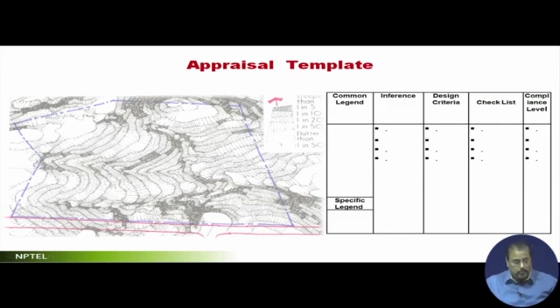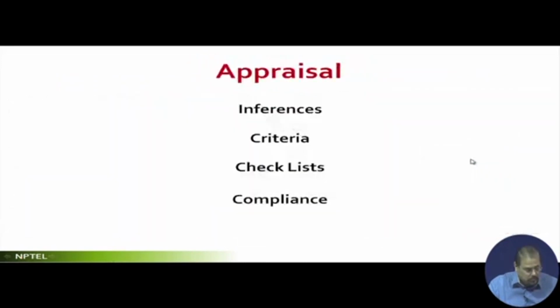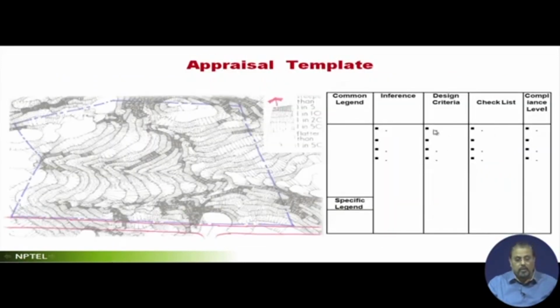Very, very important. Once you have the set of inferences, for each of the inferences you will develop a set of design criteria. The design criteria that you will be developing will now become a set of design criteria, which then will result in a set of checklist which you have to use. Yes, each set of design criteria, then the checklist.